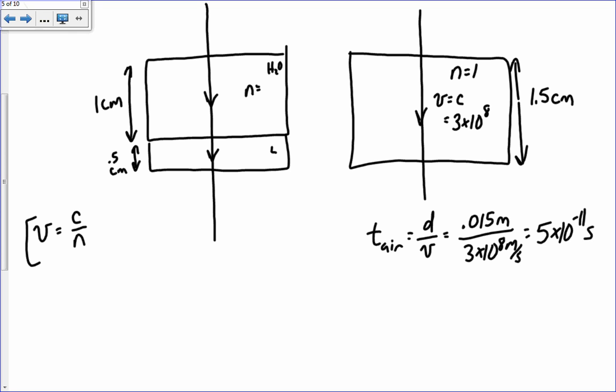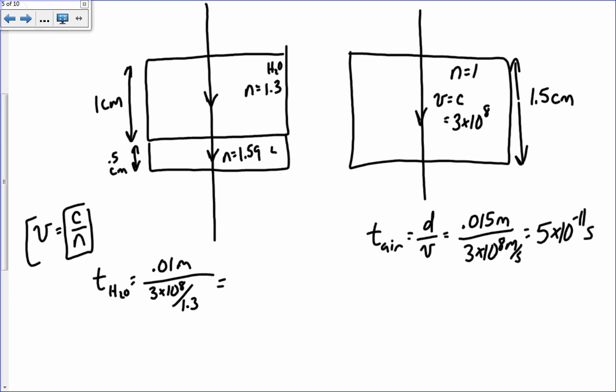Over here, however, my light is traveling slower by the factor n. N for water was 1.3, and n for lucite is 1.59. All right, so I can do the time for water: distance over speed. So that's going to be 0.01 meters, that's my distance, divided by my speed. And here I'm going to substitute this in. So it's going to be 3 times 10 to the 8th divided by 1.3. And that gives me the time in water, which is 4.3 times 10 to the minus 11.